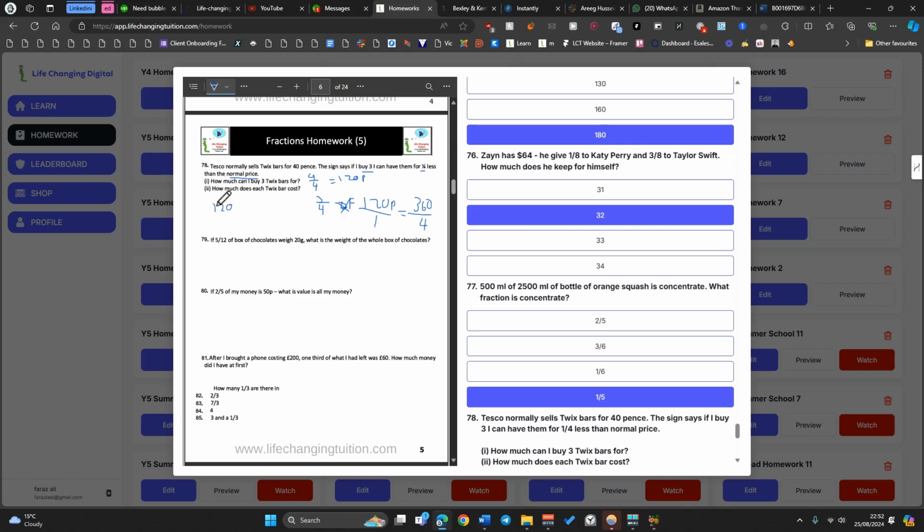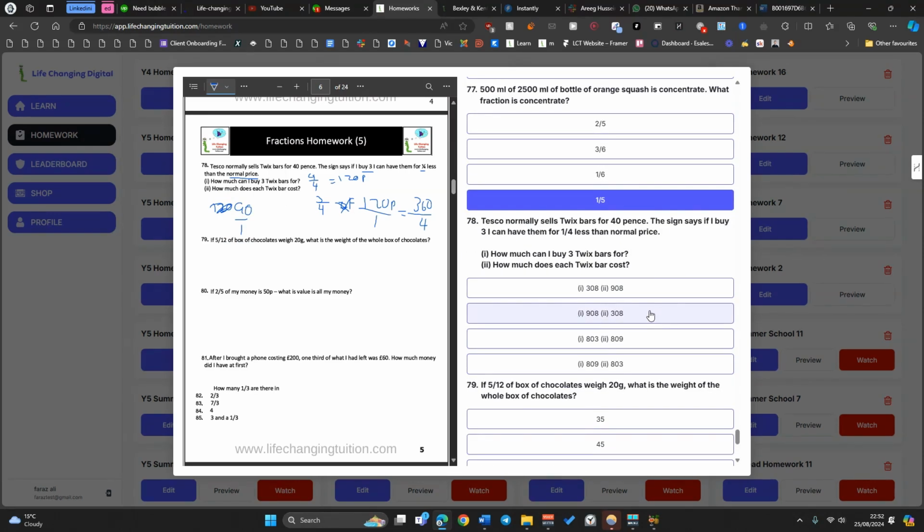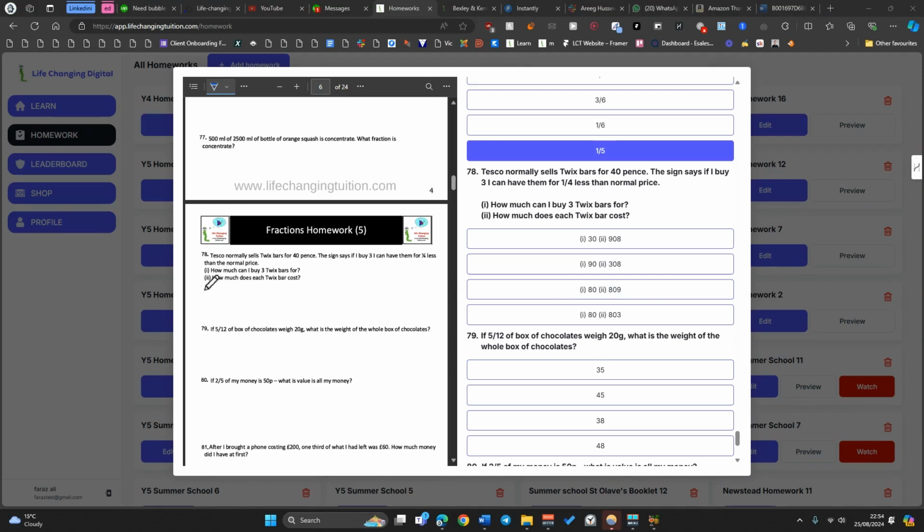Sorry, not 120, it'll be 90 over 1. That means 90p is what we're getting it for. Alright, so now question 2. On this option, how much does each Twix bar cost? Assuming they're talking about the 1/4 less.